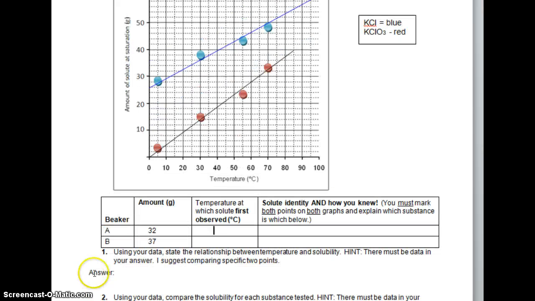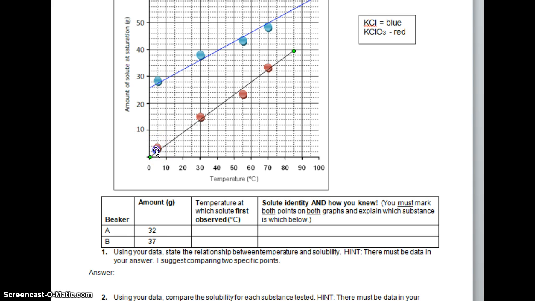All right, question number 1. Using your data, state the relationship between temperature and solubility. Hint, there must be data in your answer. I suggest comparing two specific points. All right, so we want to see what happens when the temperature increases. So let's look down here. When the temperature is 5 degrees Celsius, we could dissolve about how much?